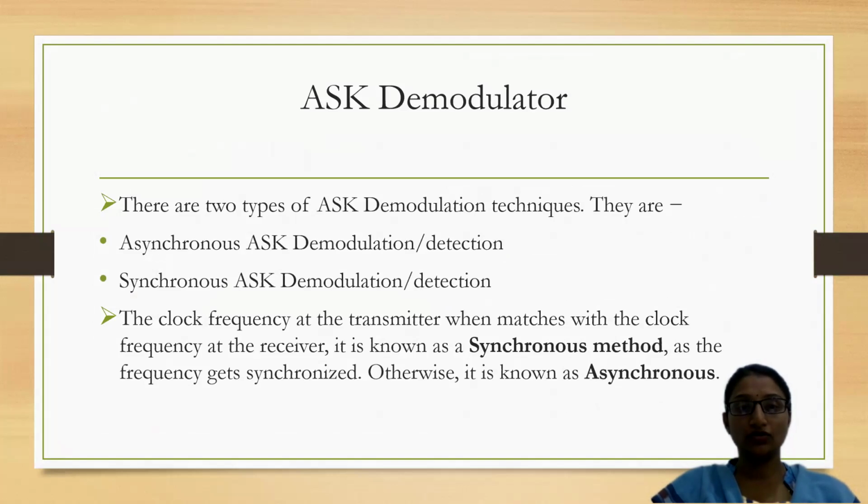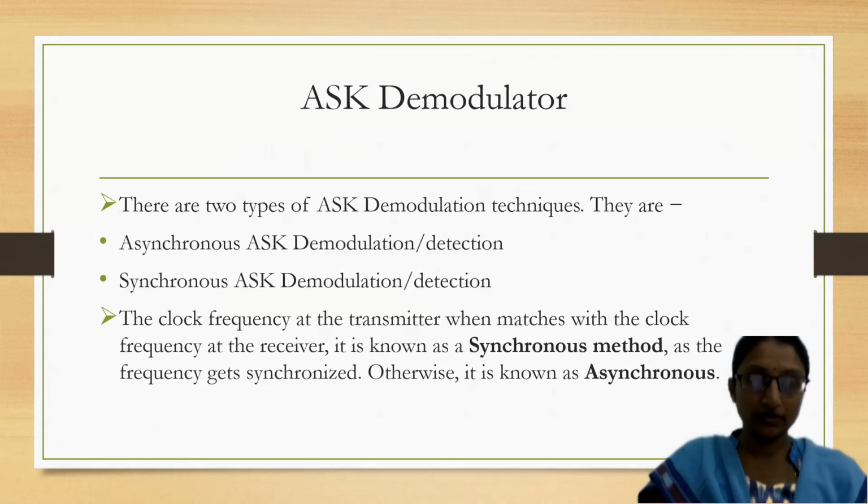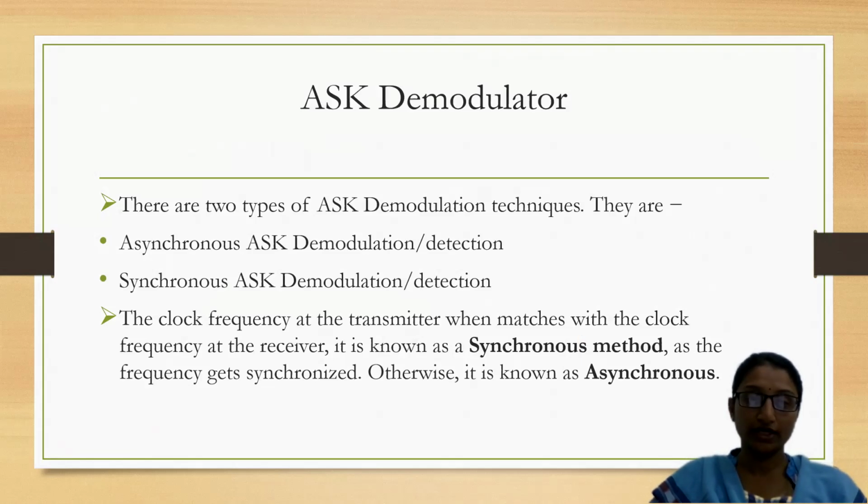Coming to the ASK demodulator. The demodulator or detection process can be done with the help of two methods. One is asynchronous, which we can also call the non-coherent method. The other is the synchronous method, which is also called the coherent method.